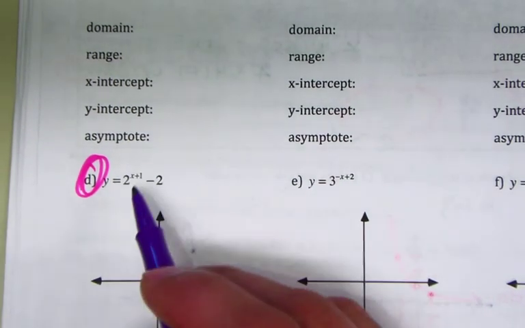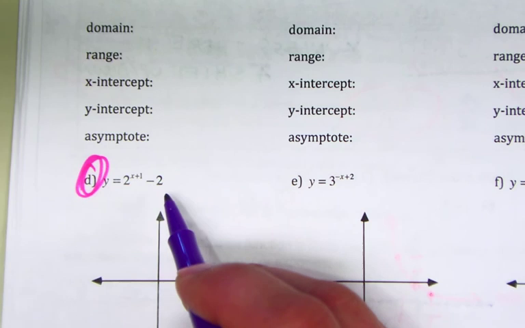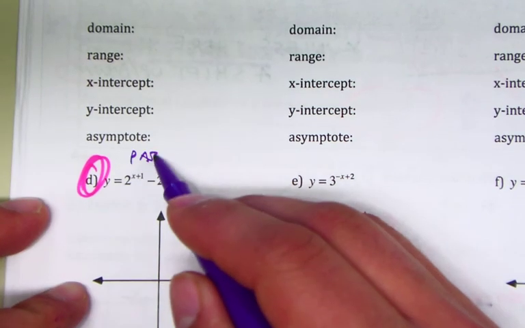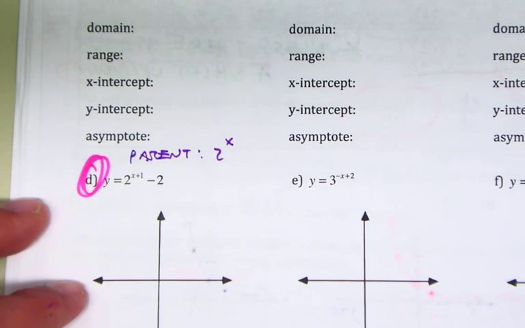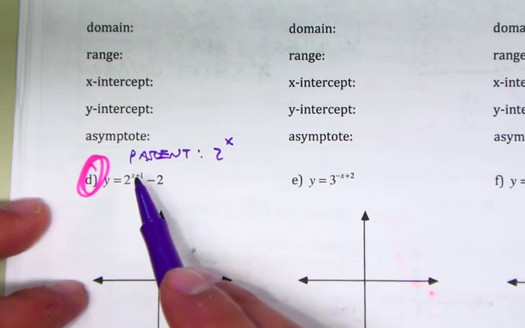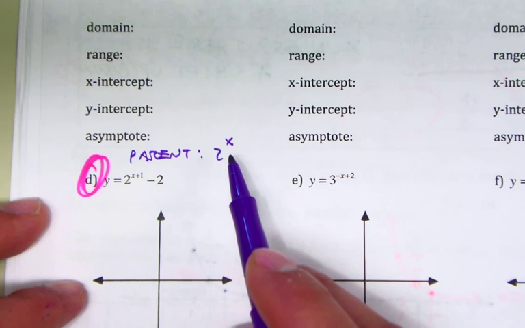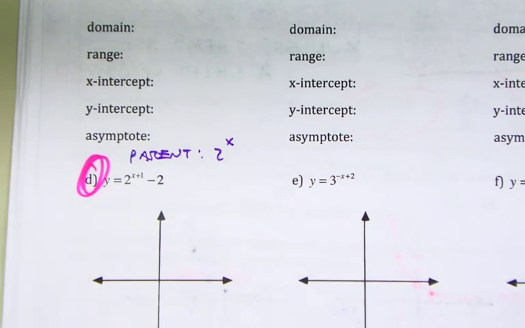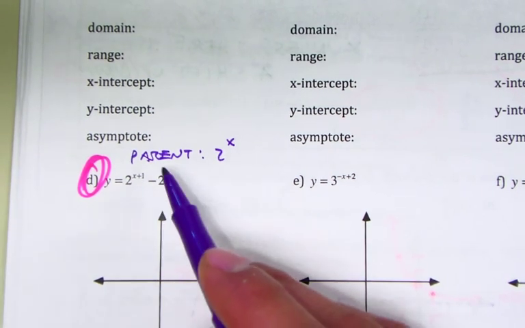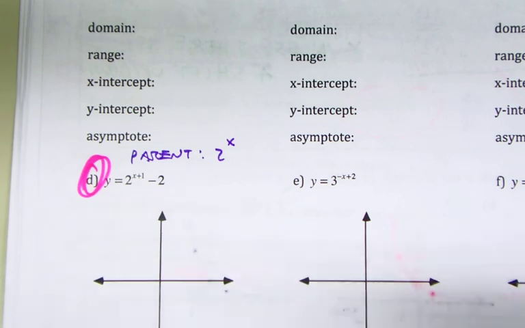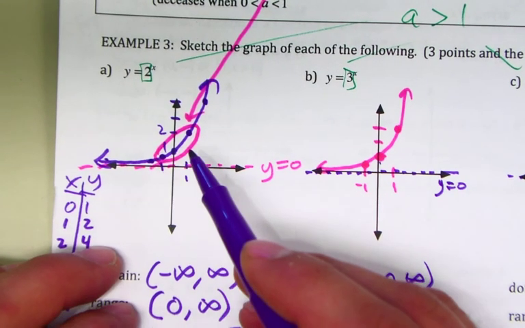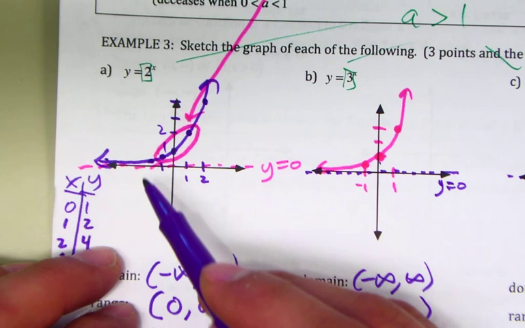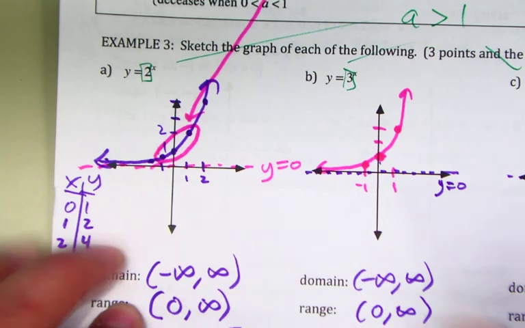Okay. There are two major shifts, right? If we think of the parent graph here, the parent graph is 2 to the x, right? What does the plus 1 do to this 2 to the x graph? It goes left 1, and now outside we're subtracting 2, so everything shifts down 2. So if you look at your calculator, it should be this exact picture we started with, just shifted left 1 and down 2 units. Are you guys seeing that?